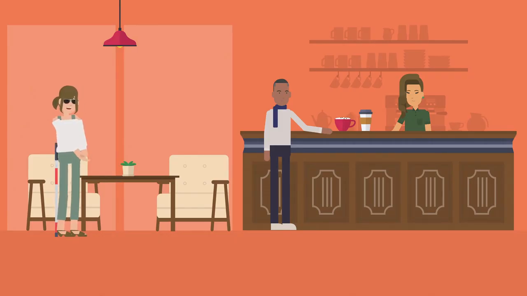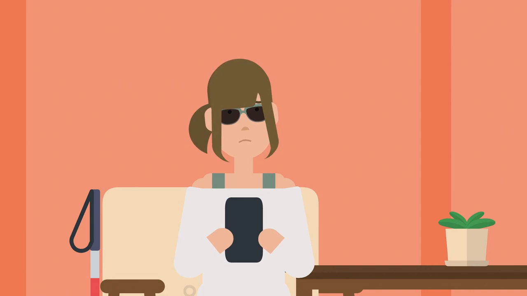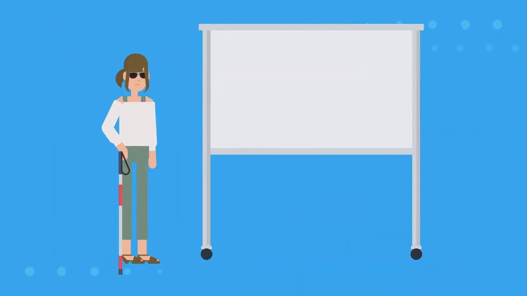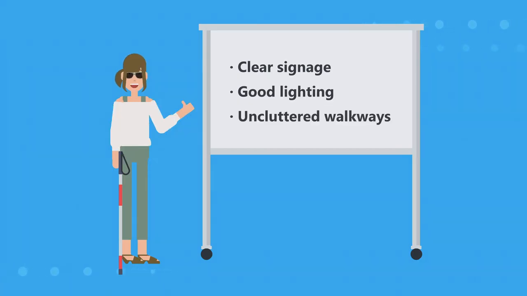Hello? Is anyone there? Amelia hoped the coffee shop's website would have a simple floor plan, or at least some basic directions on how to find a seat. Without those details, navigating this space is awkward and potentially embarrassing. Just like digital products, physical spaces need to be designed with accessibility in mind. Clear signage, good lighting, and uncluttered walkways make a huge difference.